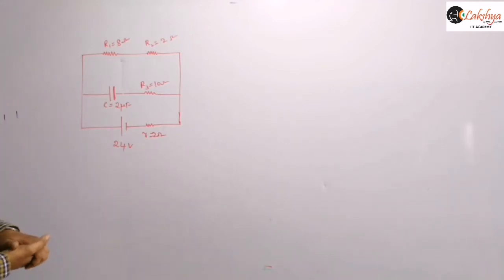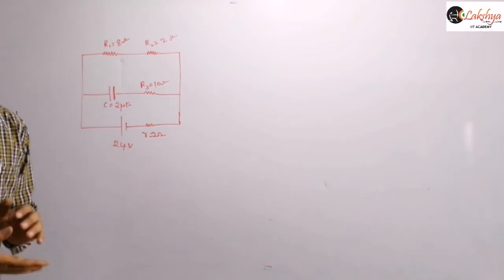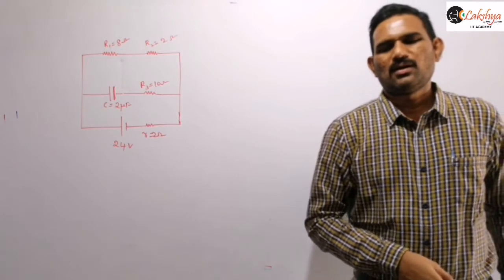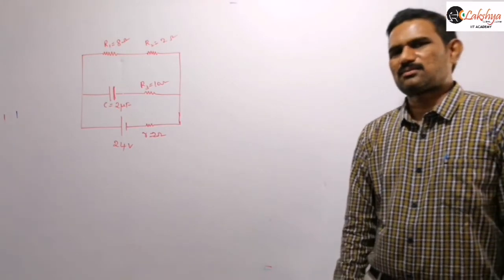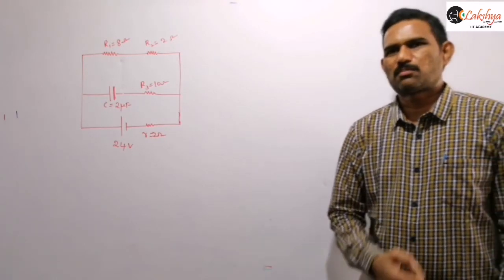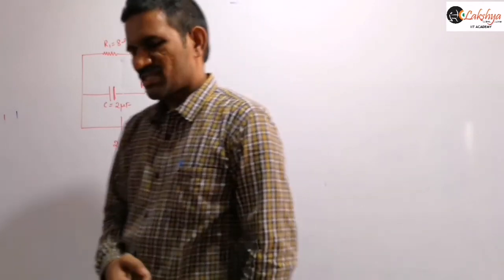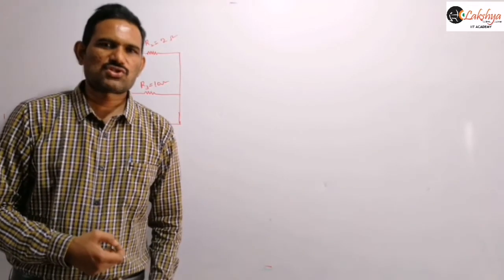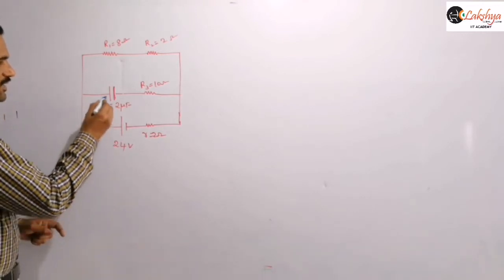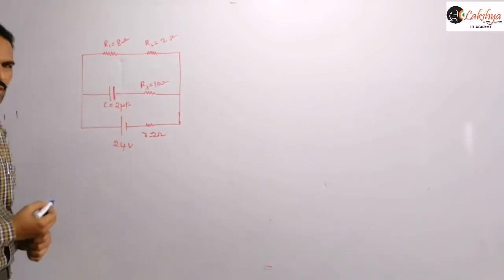Capacitor is in steady state. That is, the capacitor is fully charged, steady state means. And then mention that once the capacitor is charged, there is no current flowing through the path in which the capacitor is connected. That means here there is no current flowing in this path here, right?